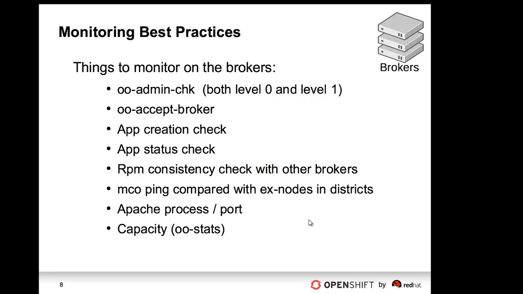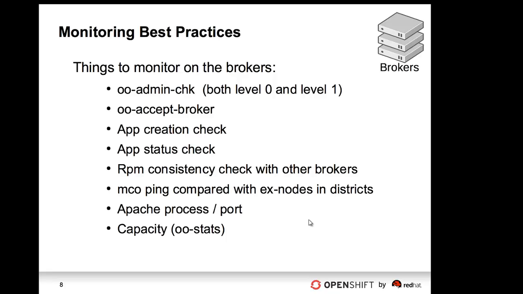So we also have an application creation check that we run every 5 minutes. And what it does is it's literally just an application creation loop. It creates an application, then it deletes it. It creates it, deletes it, and then it flags whenever it fails either of those operations. So the purpose of that is to give a general sense of what our users are seeing.